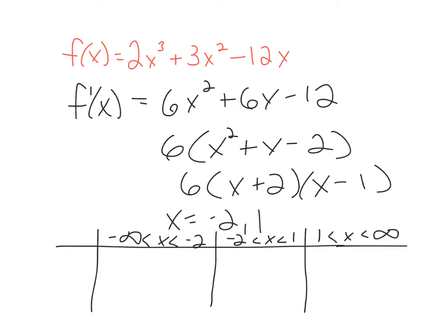Now, what's our goal with this? Pick a point in each interval and plug that value into our derivative function. It might be a little easier with the factored out 6, because we factored out a constant. If it's negative, it's decreasing. If it's positive, it's increasing. For the interval less than negative 2, let's be simple and test x equal to negative 3. For the middle interval, I'm going to do x equal to 0, everyone's favorite. And then let's do x equal to 2 for the last one.